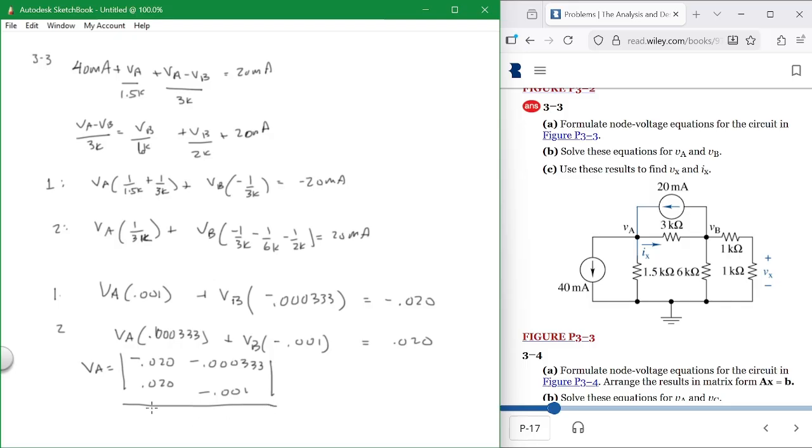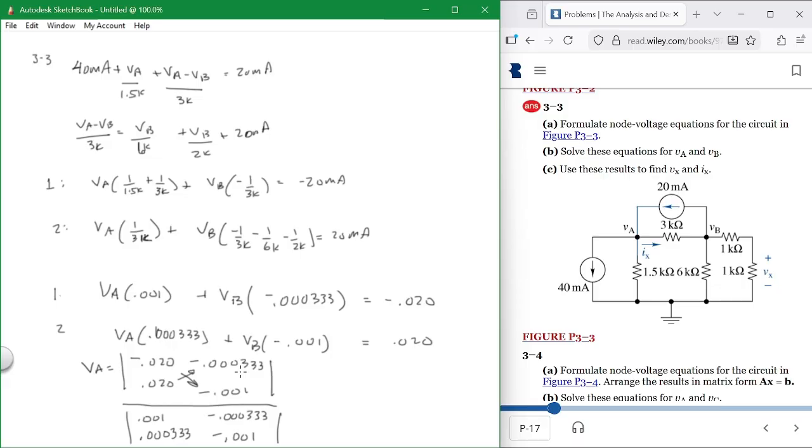Our determinant in the denominator is just these: 0.001, 0.000333 minus, 0.00033 and minus 0.001, okay? And then the cross multiplication gets you your answer, so it's this times this minus this times this. So let's practice and do that once. Everybody find that. It's minus 0.020 times minus 0.001 minus 0.020 times minus 0.00333, okay?